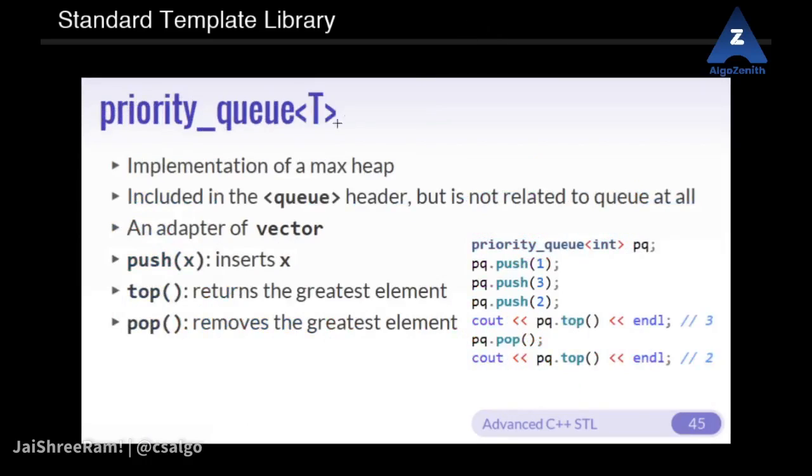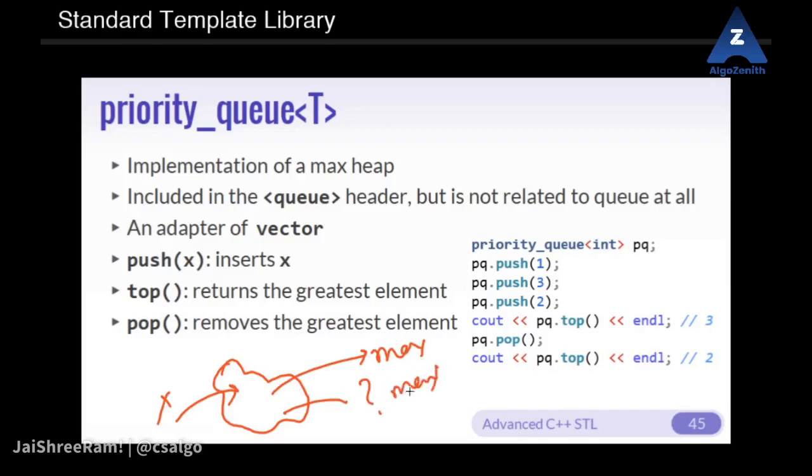Now there is another adapter which is priority queue, which implements a max heap. Okay, what's a heap? It's a structure which can give you the max of the elements inside it. You can insert an x, you can find the greatest element in the set, and you can remove the greatest element. You can think of it like a set where you can insert some x, remove the max, or query what the max is. So this is what you can do in a priority queue.